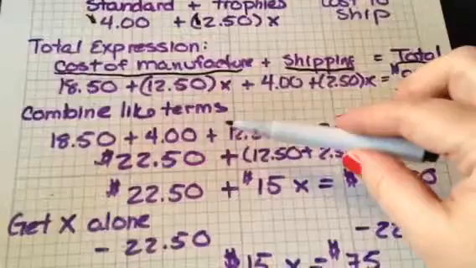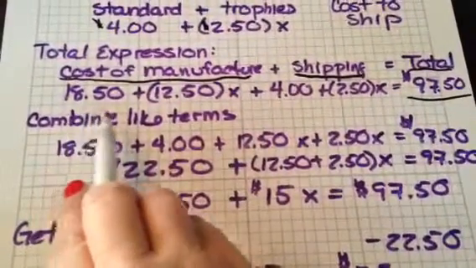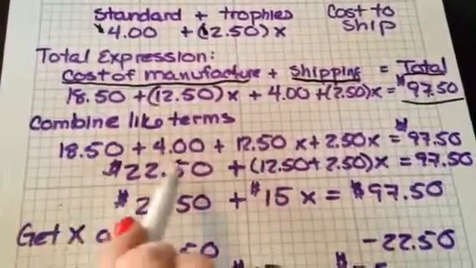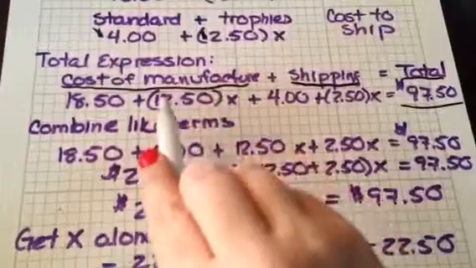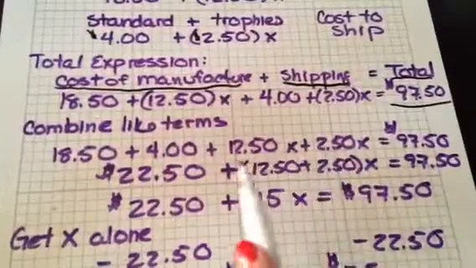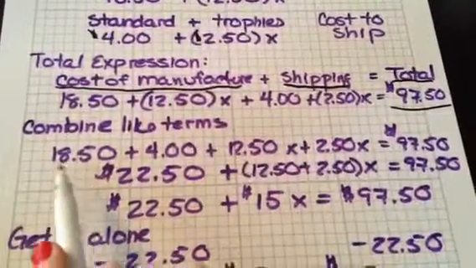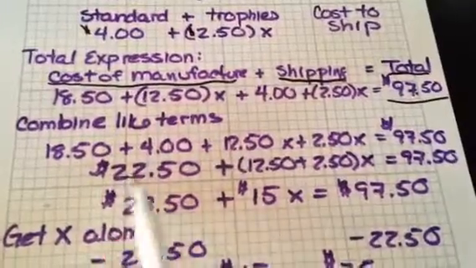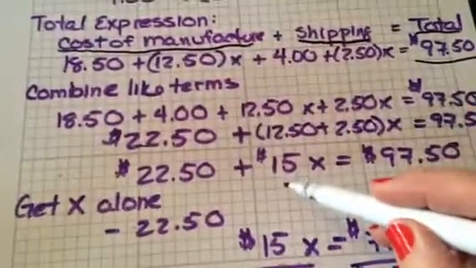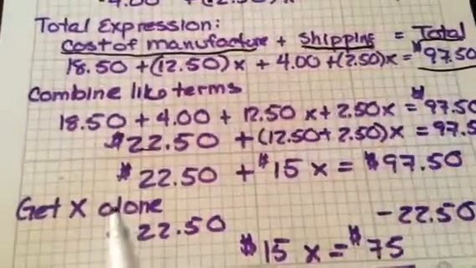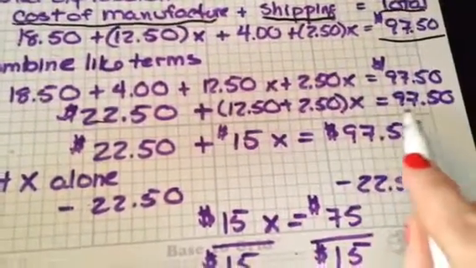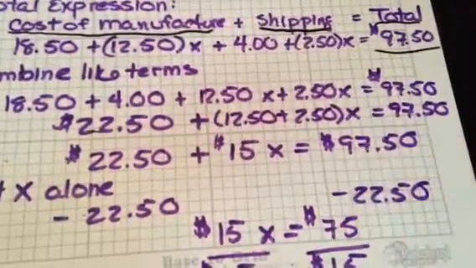Now, to solve this, we're going to want to combine our like terms. So we're going to take everything that doesn't have a variable, our $18.50 and our $4, and we're going to combine those together here. And then I'm going to take everything that has an X term, our $12.50 and our $2.50. Those are both X terms, and we're going to write them next to each other here. So when we combine them, $18.50 plus 4 is $22.50. $12.50 plus $2.50, we're going to combine those, and that makes 15X. So we have $22.50 plus 15 times the number of trophies is going to be equal to how much the club spent, which was $97.50.